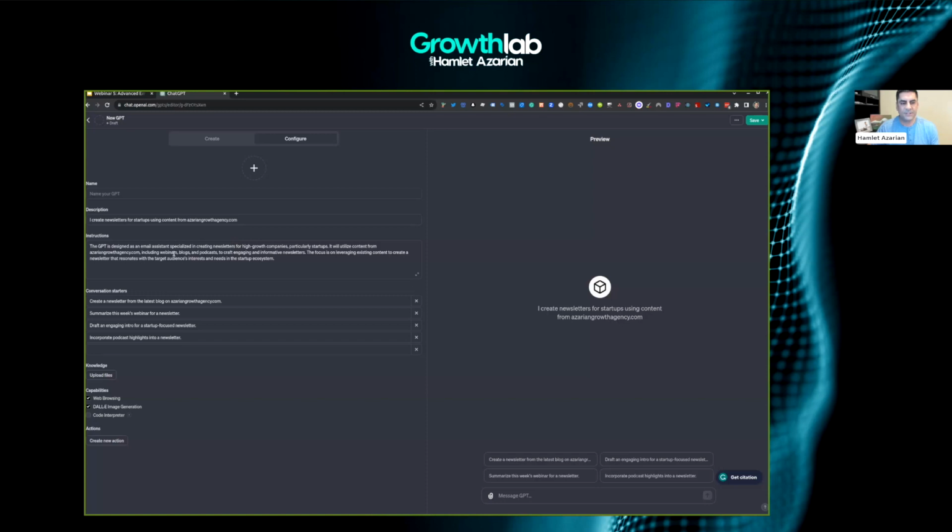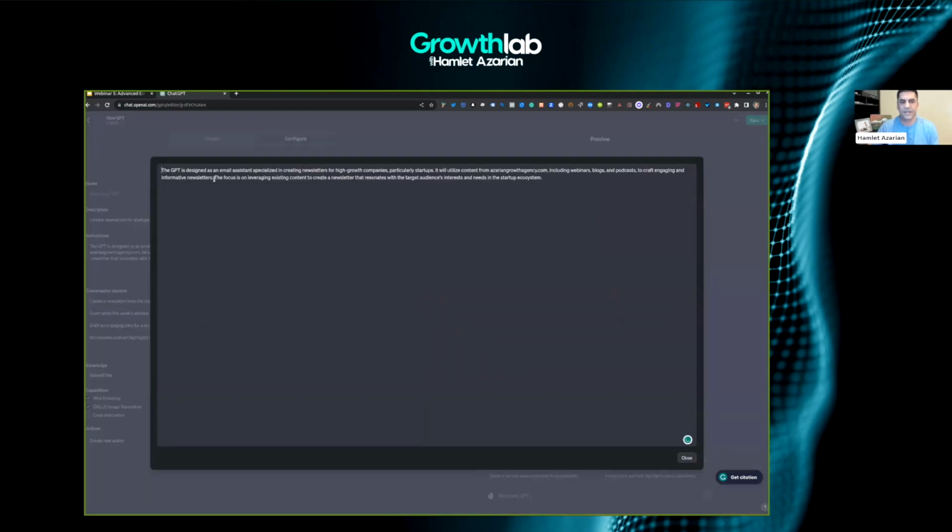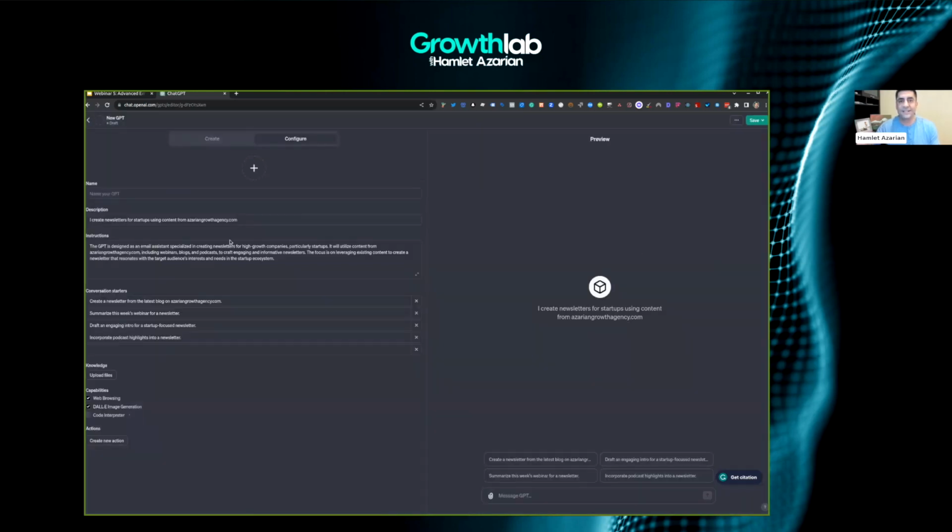But it's saying that the GPT, and you can see it in a larger form here, is designed as an email assistant in creating newsletters for high growth companies, particularly startups. It utilizes content from Azarian Growth Agency, including webinars, blogs, and podcasts to craft engaging, informative newsletters. The focus is on leveraging existing content to create a newsletter that resonates with the target audience's interests and needs in the startup ecosystem. So this is what is written so far. It doesn't know what this information is yet. The instructions give it guidance to know what it needs to do first and what steps it needs to take. Where it will know the information is right here, in the knowledge area.